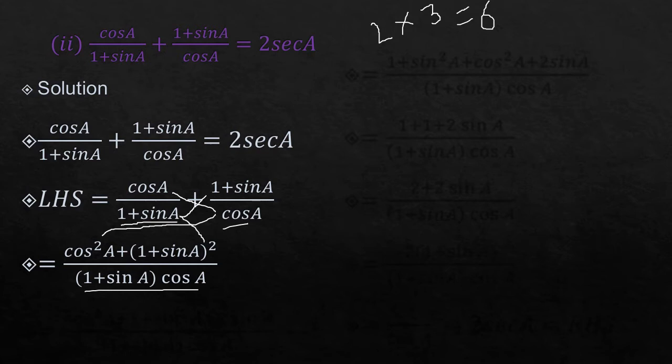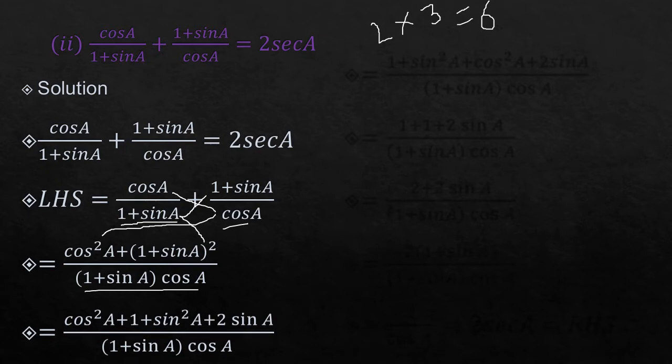square. So you get cos square A plus 1 plus sin A whole square upon 1 plus sin A into cos A. Now simplify the numerator bracket, not the denominator bracket. So you get cos square A plus, use the formula A plus B whole square, you get 1 plus sin square A plus 2AB, that is 2 sin A. And the denominator will remain the same, that is 1 plus sin A into cos A.